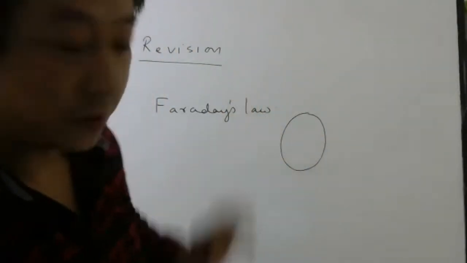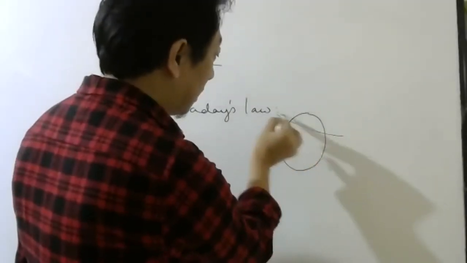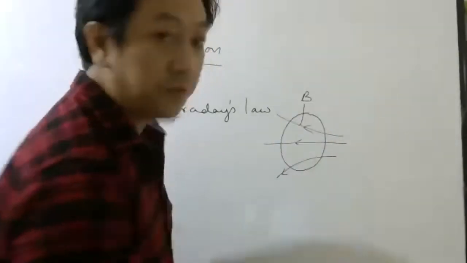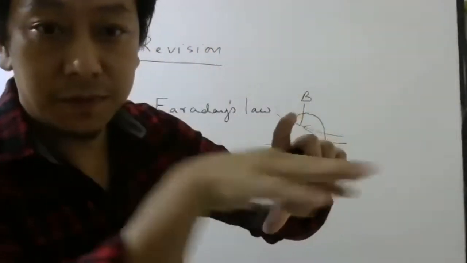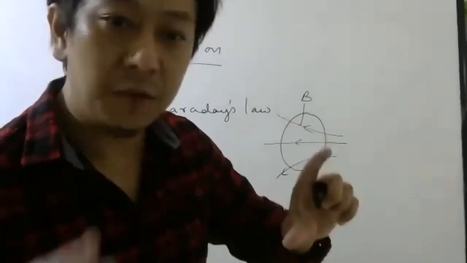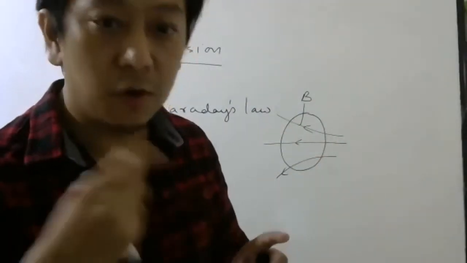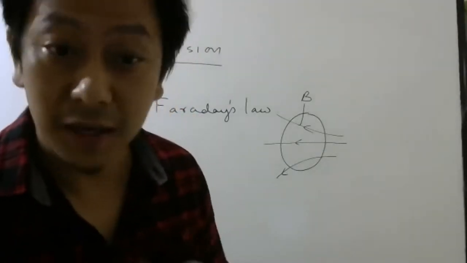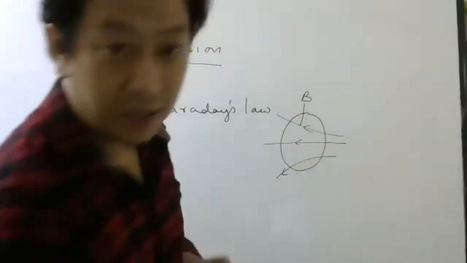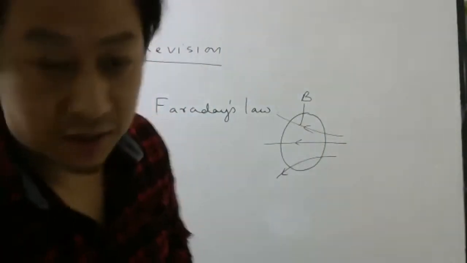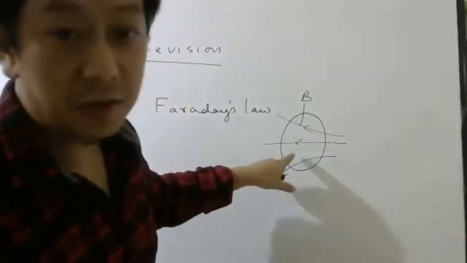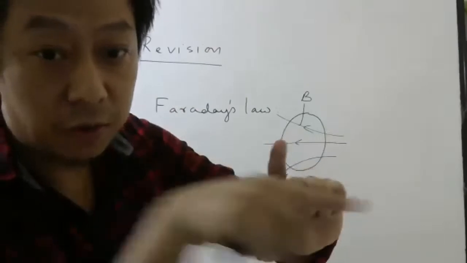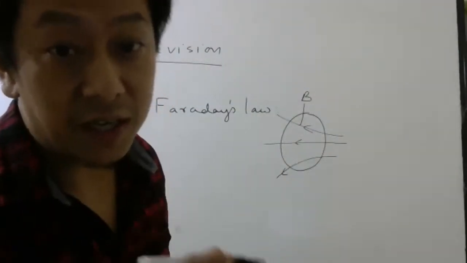like this, a closed loop, and if magnetic field is passing through the loop. How will you pass magnetic field? Bring one magnet or bring a current carrying wire, because a current carrying wire also produces magnetic field. So bring one magnet or some current carrying wire, then magnetic field will pass through this loop. Agree, right? Okay.